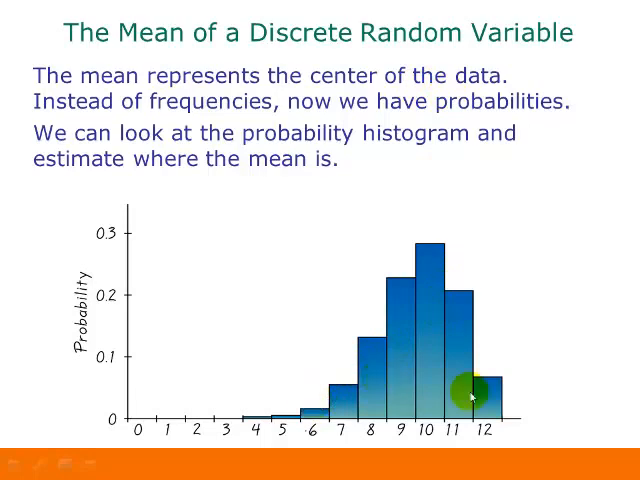If we think about our probability distribution as being sort of like a frequency distribution, we can look at our probability histogram and make an estimate as to where the center of this data would be, or where the mean would be. In this case, our highest value was for 10, and so we could make an estimate that the mean of this distribution would be somewhere around 10.